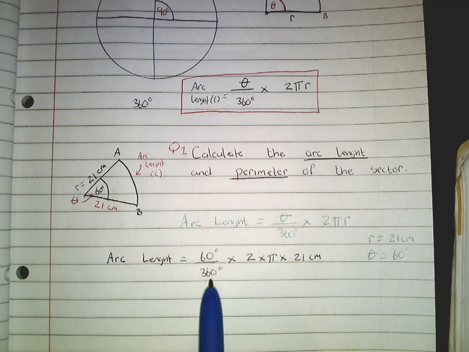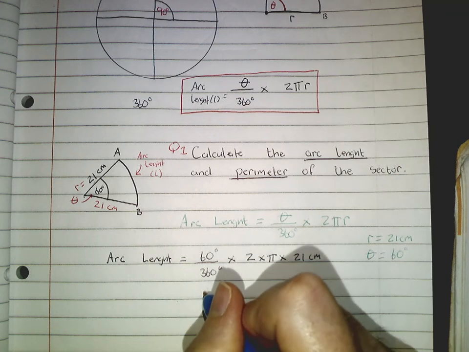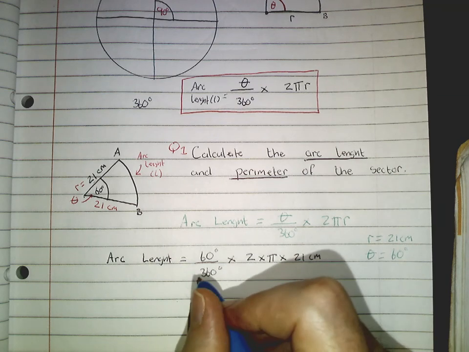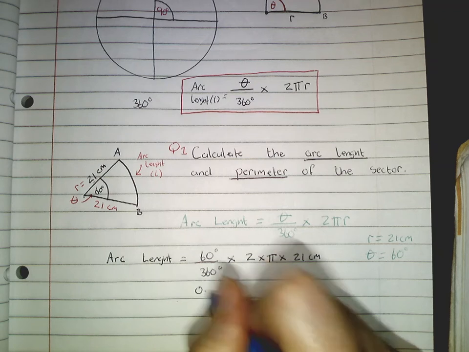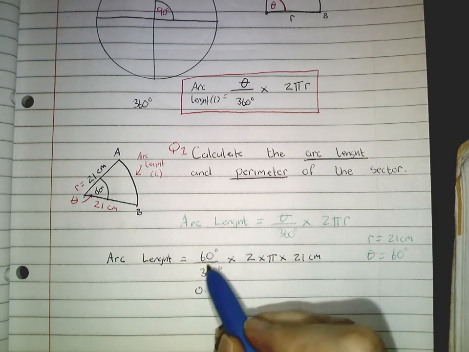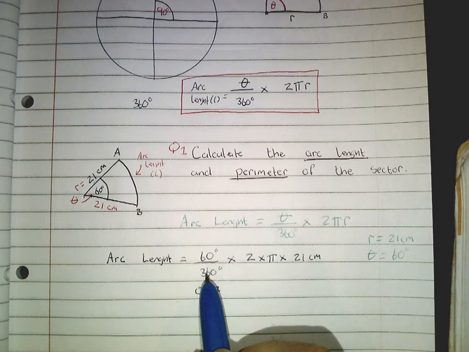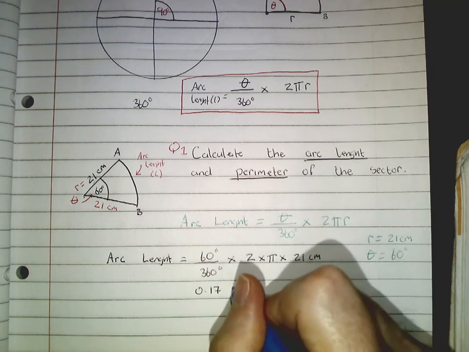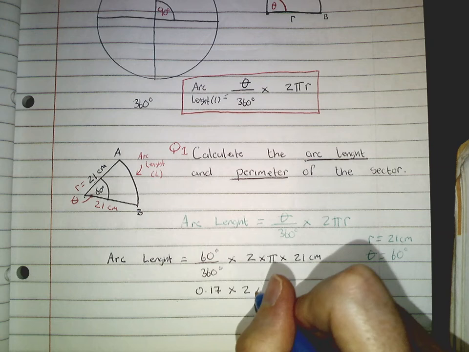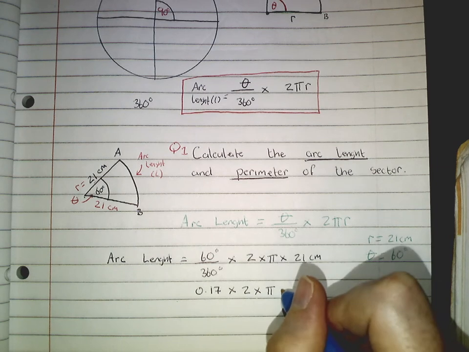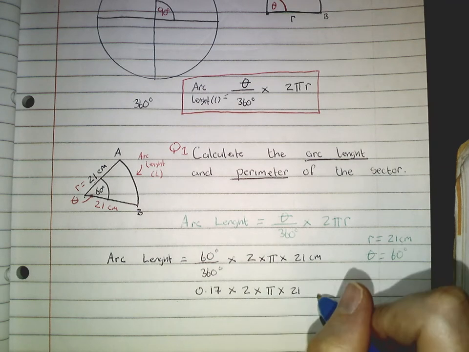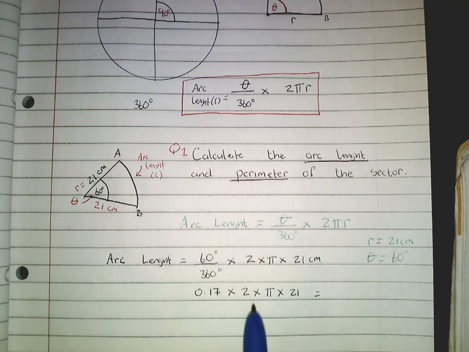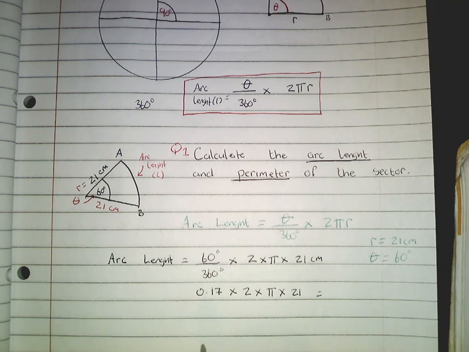So if we take 60 and divide it by 360, that's roughly equal to 0.1666, so we can round it up to 0.17. All I've done here is take 60 and divide it by 360. So I've taken this fraction and turned it into a decimal, dividing the top part by the bottom part. Then I multiply it by 2, by pi, and by 21. So you can take these and just plug them into your calculator.